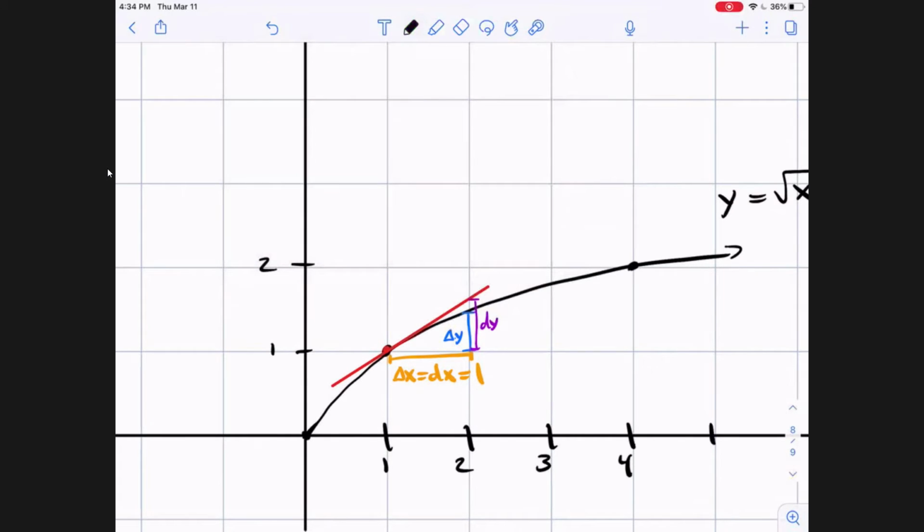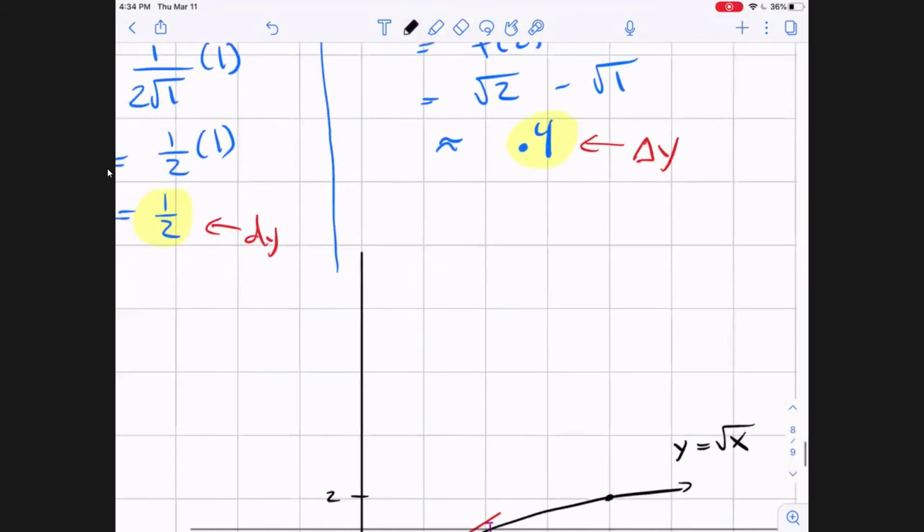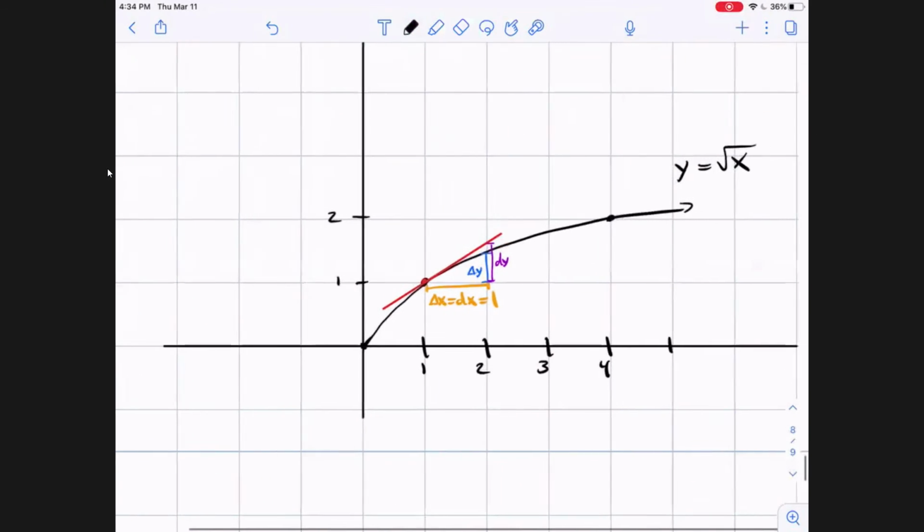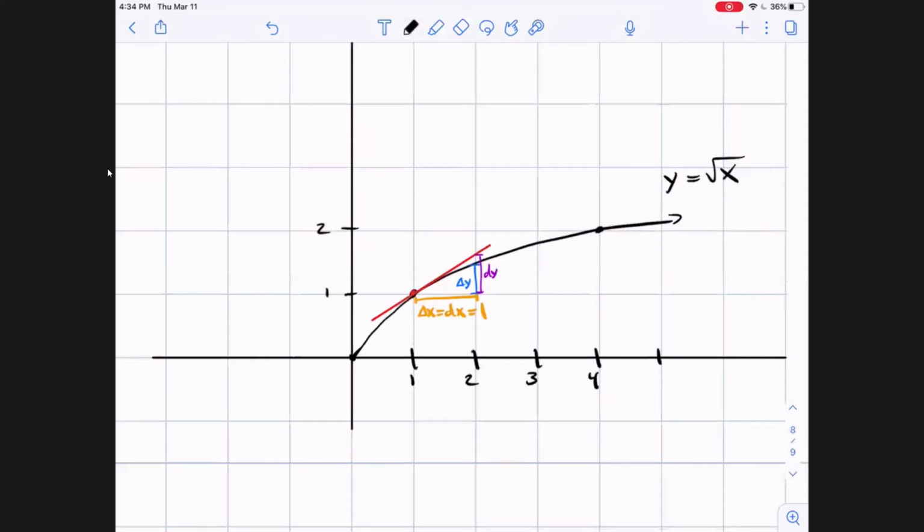When we calculated all this, going back to the math here, I said we got delta y to be 0.4 and dy to be 0.5. So that purple that you see right there, dy, that's 0.5. The delta y, that's the blue, that's 0.4-ish. And then the delta x and dx, that's equal to 1. That's what it shows on the graph.